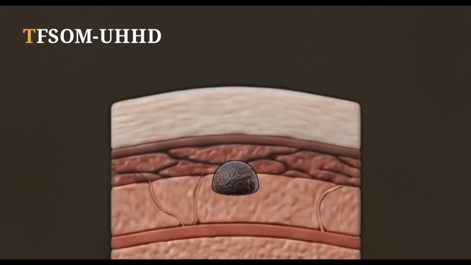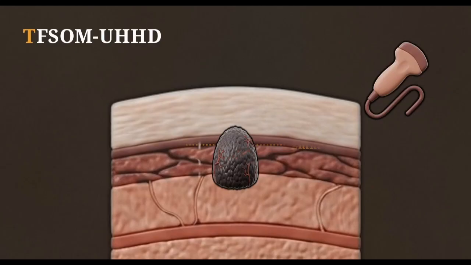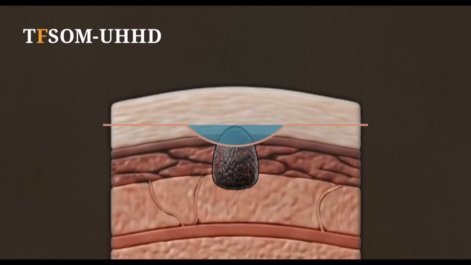The mnemonic used is TFSOM-UHH. T stands for thickness. A lesion exceeding 2 millimeters on an ultrasound is a primary indicator of concern. F represents fluid. An OCT scan may reveal subretinal fluid leaking from the tumor and physically forcing the retinal layers upward.